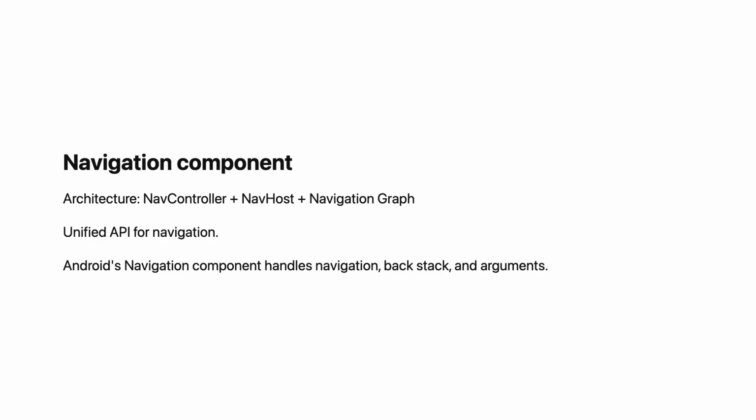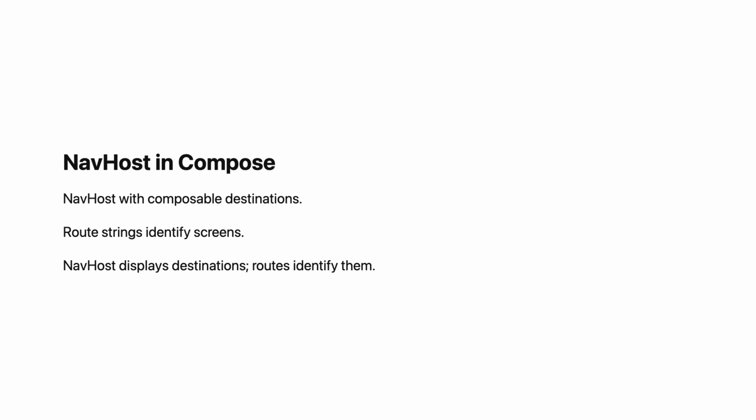In Compose, use NavHost to set up navigation. NavHost(navController = navController, startDestination = "home") { composable("home") { HomeScreen() } composable("detail") { DetailScreen() } }. Each composable call registers the destination. The route string identifies it. Navigate with navController.navigate("detail"). The NavHost shows the detail screen. Pop back with navController.popBackStack(), or just press the back button.